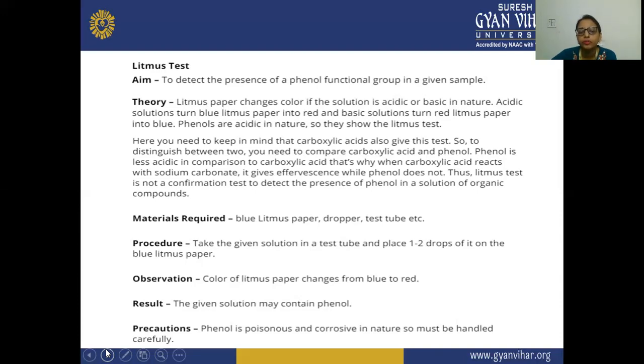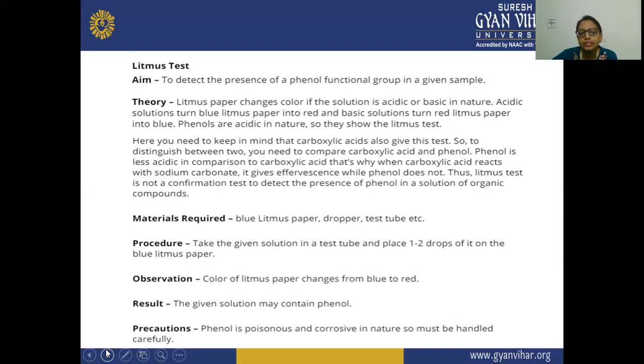So to distinguish between the two, you need to compare carboxylic acid and phenol. If the given sample can also be a carboxylic acid, you cannot prove that it is a phenol sample. So we need to distinguish between carboxylic acid and phenol.